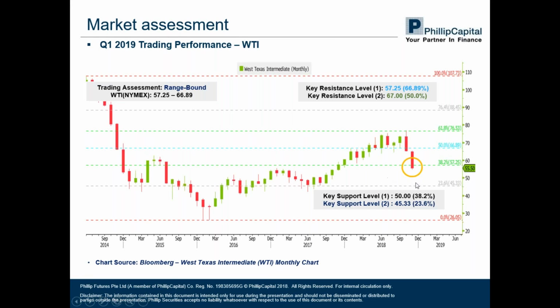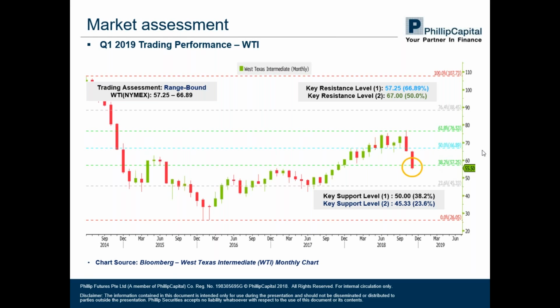Maybe not to 45, maybe to the key psychological level of 50. It has also broken the 100, and it has also broken the EMA 200. Although if you use oscillators, it looks very oversold, we're still in bearish territory.